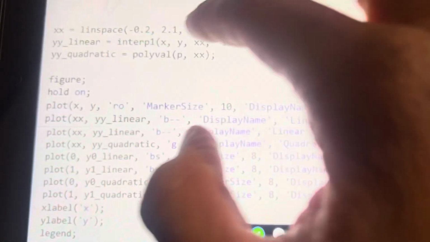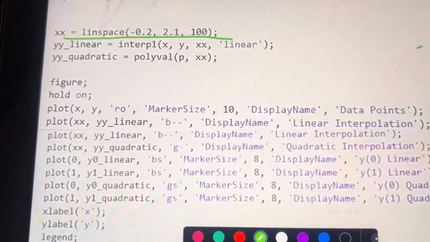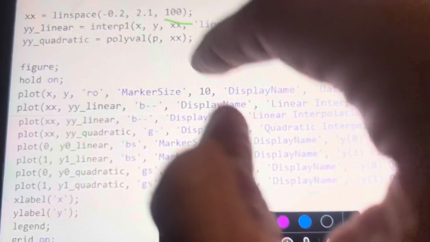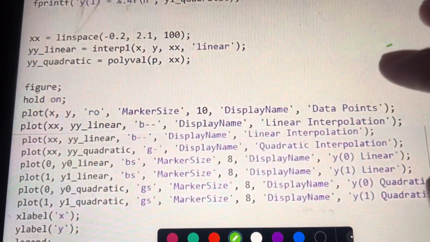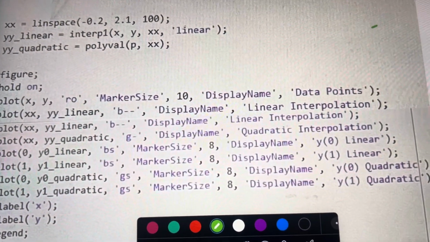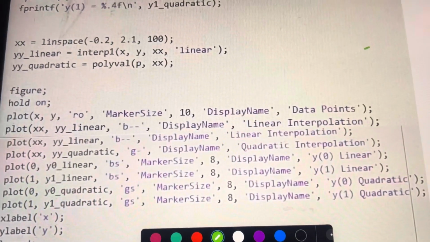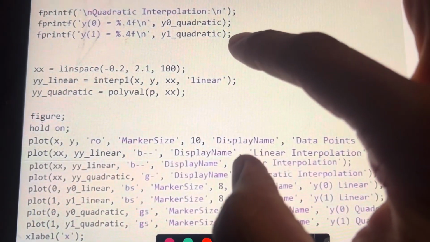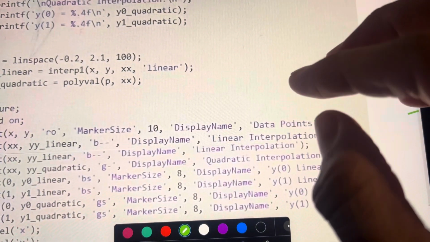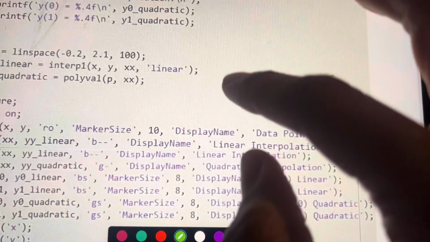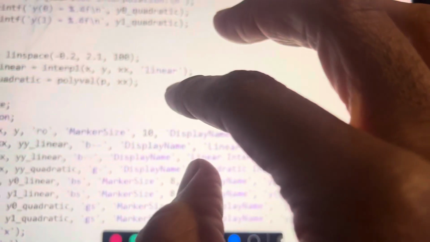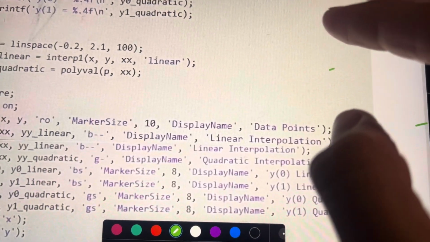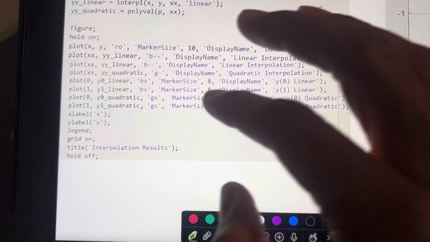Okay, what this line does right here, linspace, as we see, we specify with the 100 value here. This gives us 100 equally spaced x values between negative 0.2 and 2.1. This should give us a curve for our interpolation. Then we have this segment right here. This first y linear stores the linearly interpolated values, and this one stores the quadratic interpolation values.